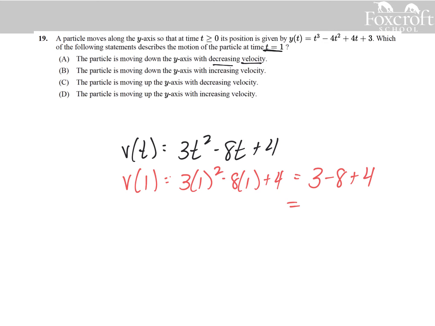3 minus 8 is negative 5, plus 1 is negative 1. All right, so my velocity at 1 is negative. That means, if I'm thinking about the y-axis, up is positive, down is negative. So my particle is moving down the y-axis. So that eliminates C and D.